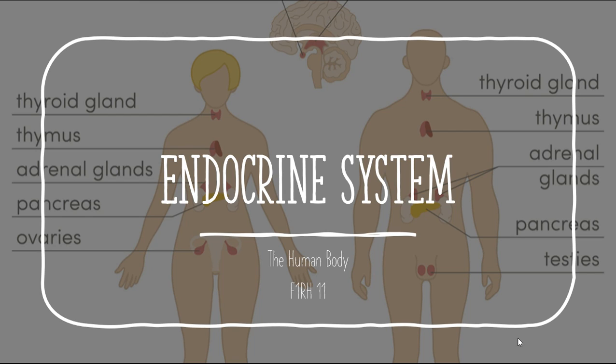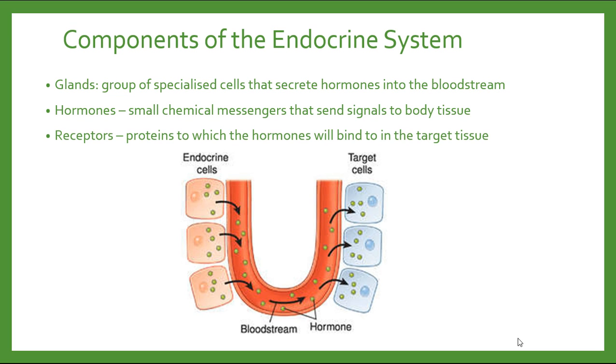This video will cover the endocrine system and the action of hormones. The components of our endocrine system are glands, which are a group or collection of specialized cells that will secrete hormone messengers directly into the bloodstream. Hormones themselves are small chemical messengers that will travel within the blood to the different body tissues. And the receptors are structures to which the hormones will bind once they reach their target cell.